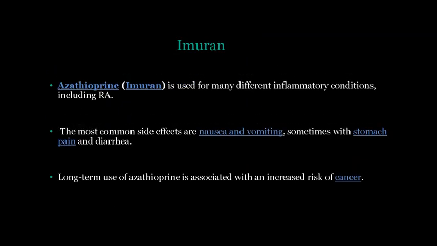Imuran is another additional medication that's used for different inflammatory conditions, including inflammatory arthritis. Most common side effects are nausea and vomiting, sometimes stomach pain and diarrhea. Long-term use has been associated with an increased risk of cancer.